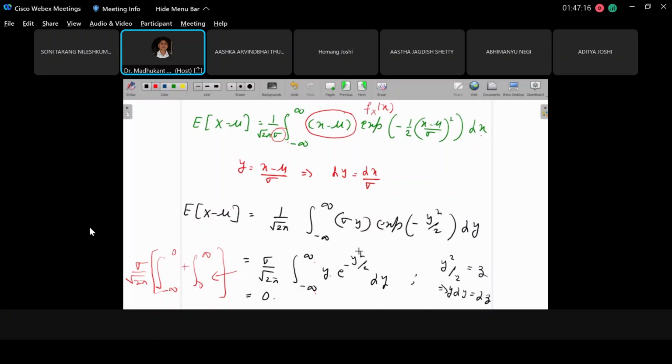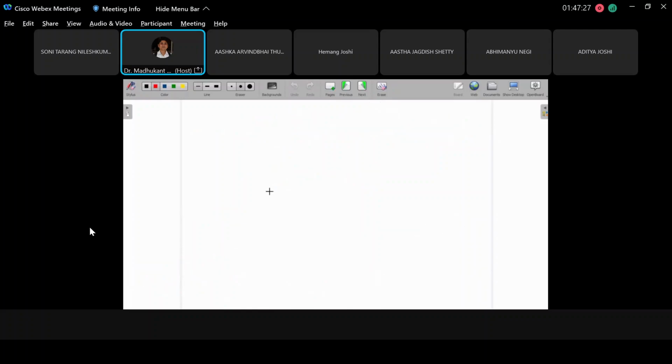Now this is e to the power minus y square by 2. So now you can use that fact about the improper integral. You are aware of this, right? I will write a few steps. So sigma by square root of 2 pi, limit t tends to minus infinity, integration t to 0, you have e to the power minus, wait a minute.